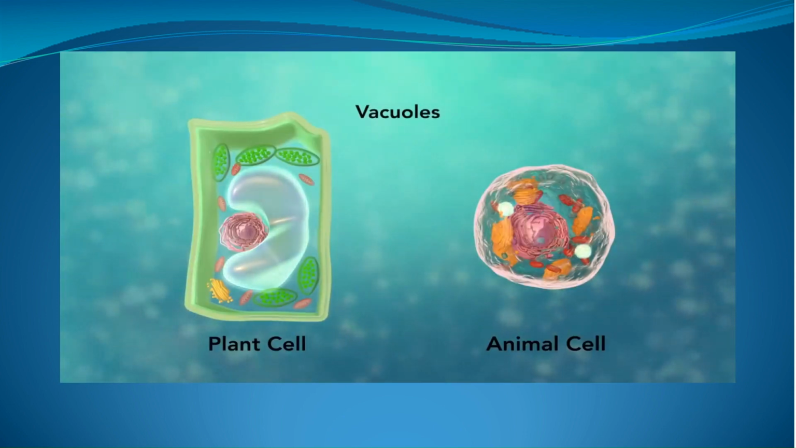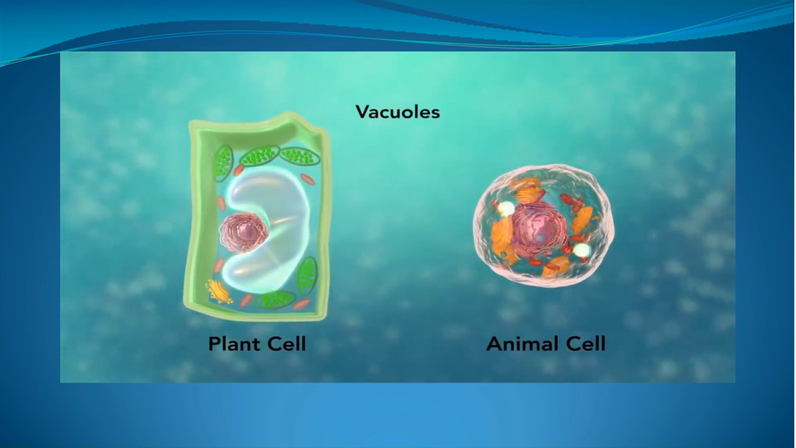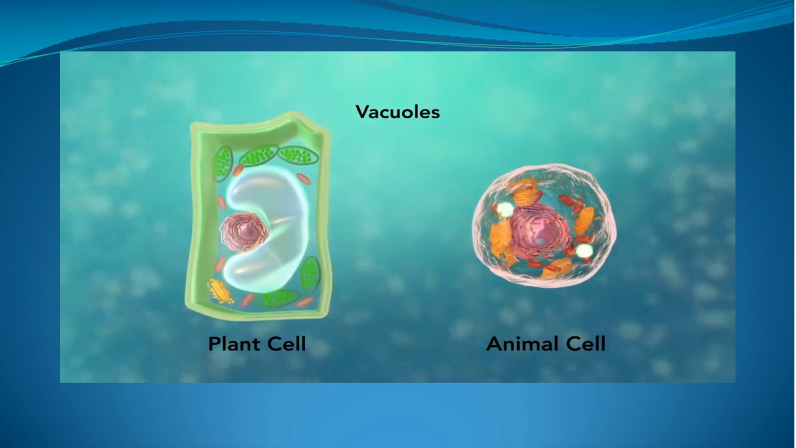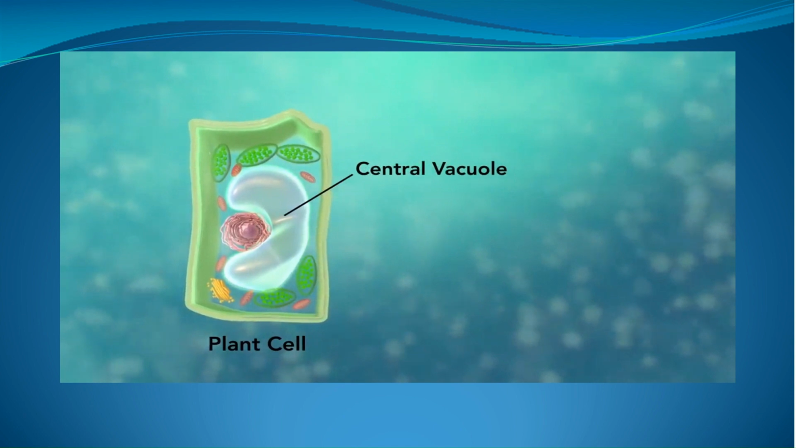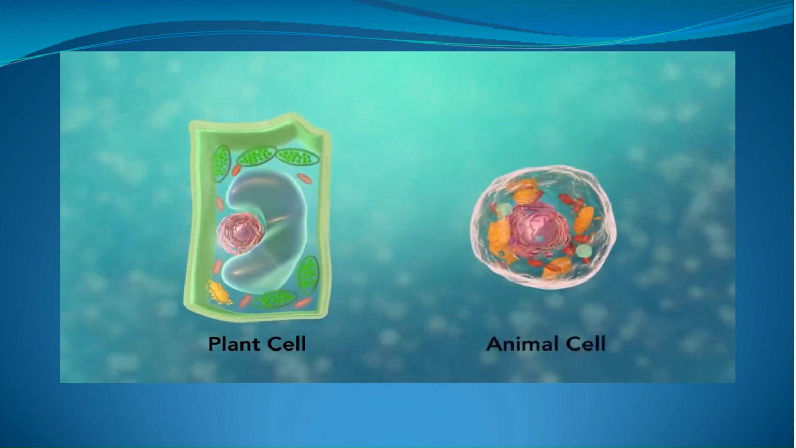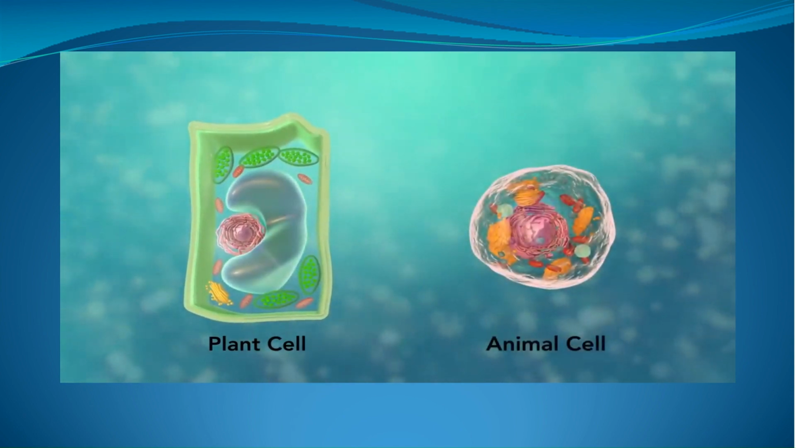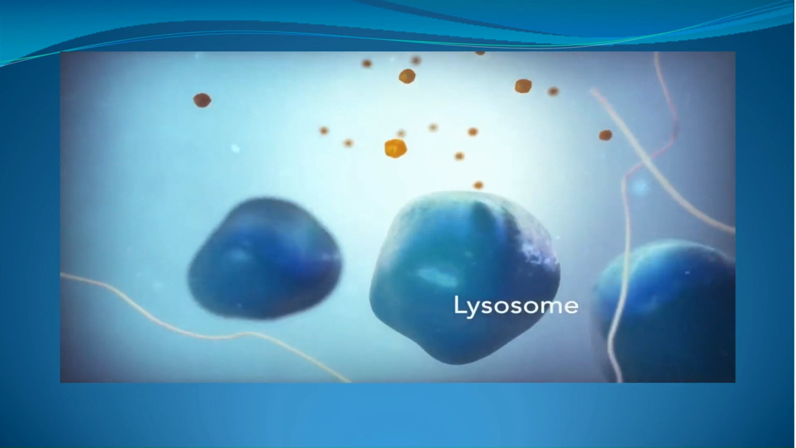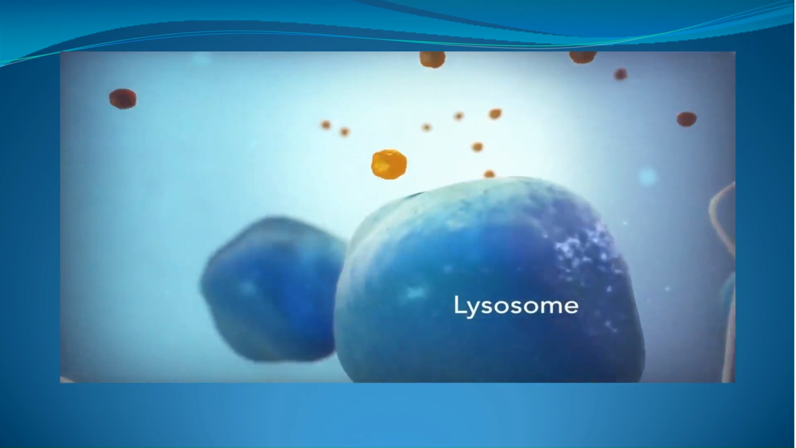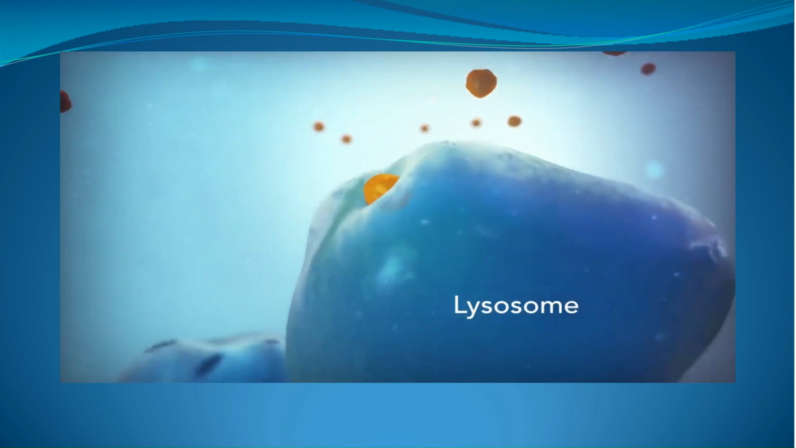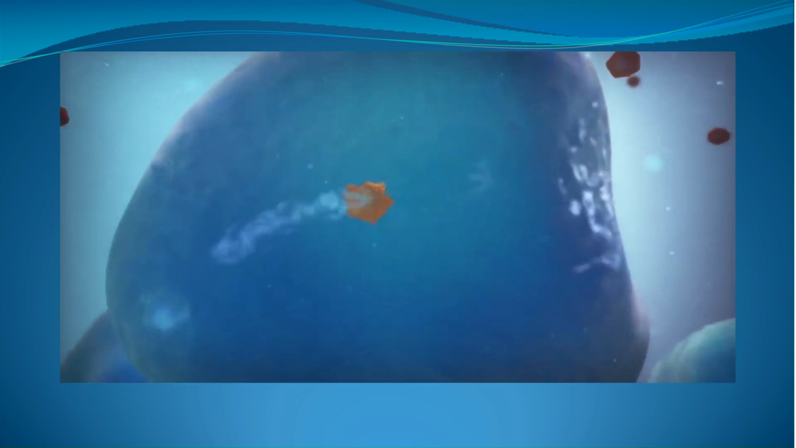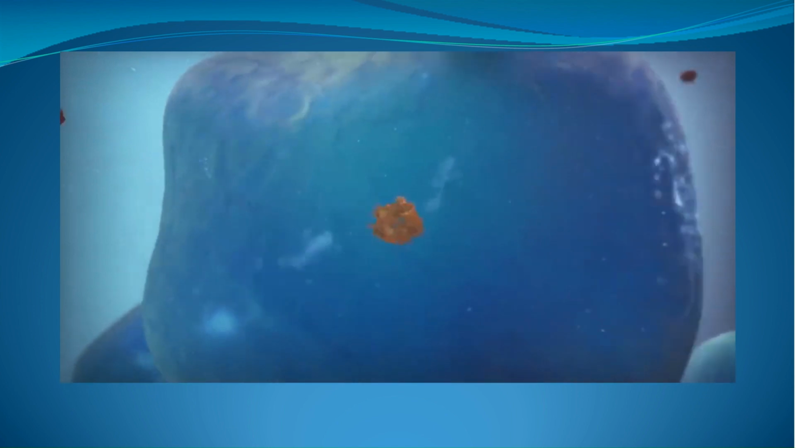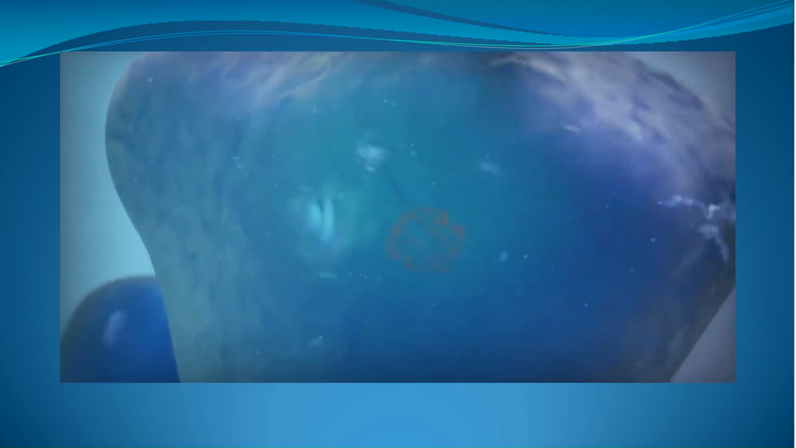Vacuoles are sac-like structures that store different materials. Here in this plant cell, the central vacuole stores water. Going back to the animal cell, you will see an organelle called a lysosome. Lysosomes are the garbage collectors that take in damaged or worn-out cell parts. They are filled with enzymes that break down the cellular debris.